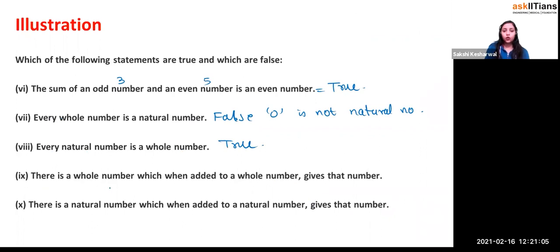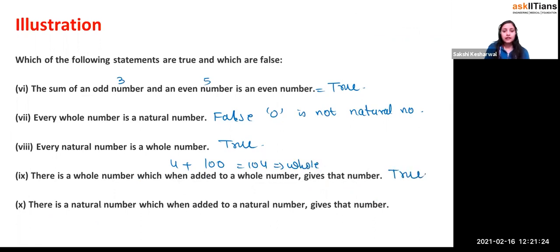Okay, there is a whole number which when added to the whole number gives the number, right? There is a whole number which when added to whole numbers gives the number. Let's take an example like 5 and then take another whole number like 100, right? So if you add this, it is 105. This is again a whole number or not, right? So this is yes, true.